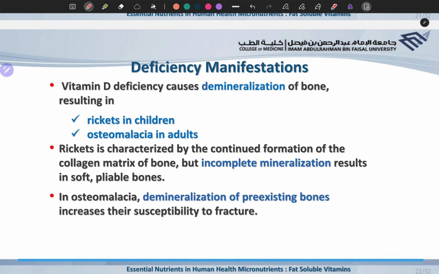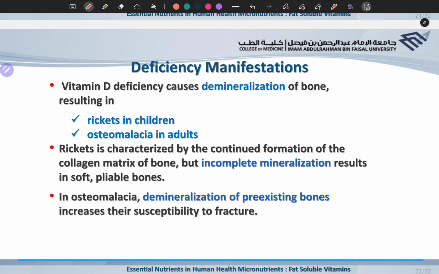Doctor, what is the difference between osteoporosis and osteomalacia? Osteoporosis is hormonal, occurring after a certain age, after 50, in females or elderly males.